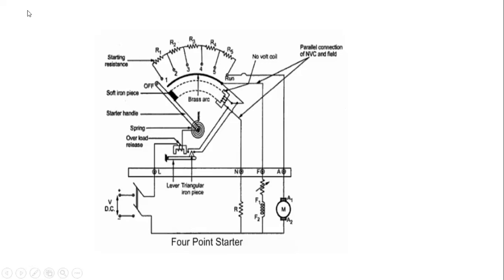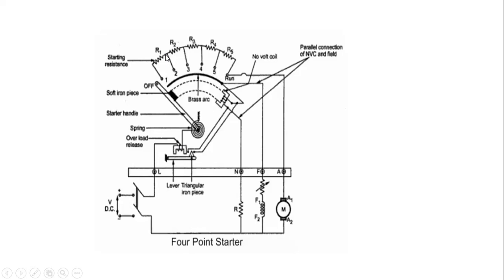The working of the 4-point starter is this: when we switch on the DC supply to the starter, the voltage flows through the overload coil to the handle. Therefore the handle moves from the 1st stud to the 5th stud. Each stud has a resistance, and each and every stud cuts in the resistors.